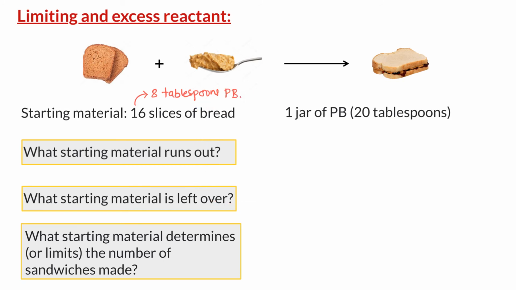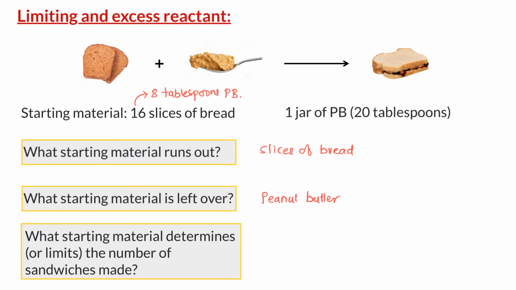We calculated earlier that to consume 16 slices of bread, we need only 8 tablespoons of peanut butter. However, we have 20 tablespoons of peanut butter. Now, imagine we start making the sandwiches and use up all 16 slices of bread. At this time, we would have used only 8 tablespoons of peanut butter. So, the slices of bread run out first, and the peanut butter is the leftover.